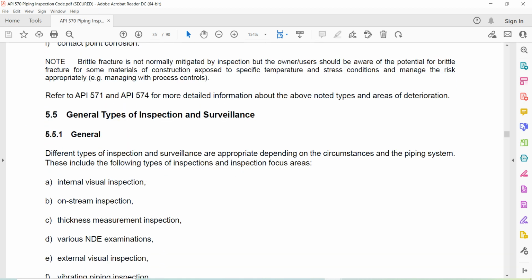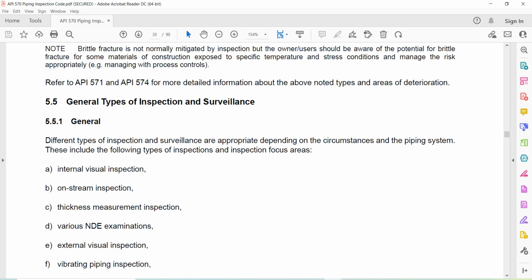Contact point corrosion. Brittle fracture is not normally mitigated by inspection, but the owners shall be aware of the potential for brittle fracture for some materials of construction exposed to specific temperatures and stress conditions and manage the risk appropriately, managing with process controls. Refer to API 571 and 574 for more detailed information about the above noted types and areas of deterioration.